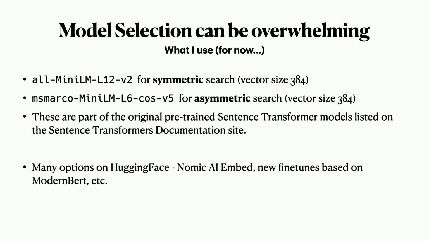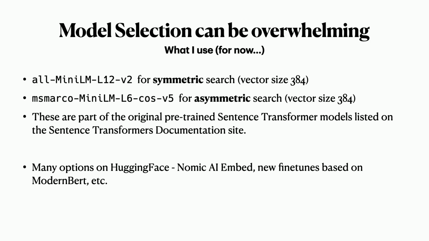So I use 2 different models for these 2 cases. You don't need to memorize this again, it's all at the end. I use this all mini LLM for symmetric search, and then MS Marco is fine-tuned on this kind of question-answer pair data set. So it's better, presumably, for this asymmetric search. And these are both original pre-trained sentence transformer models.